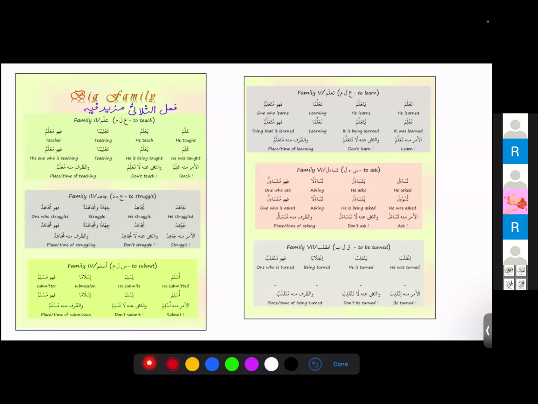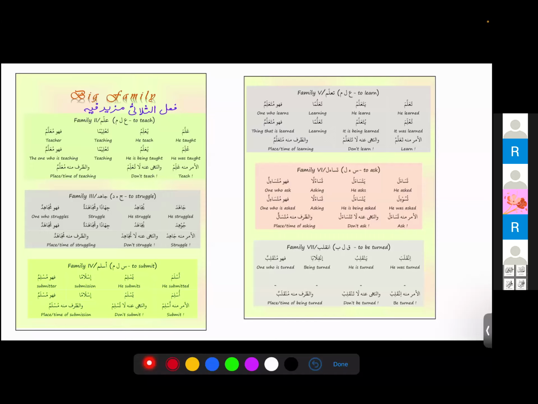For example, we know Allama, right? So now Lam is twice. So this is extra. Even though root letters are still Ain, Lam, and Mim, but this Lam is doubled, right? So that's why we are calling them Mazid Fihi, that there is extra letter in it. Yeah. So then we have Jahada, right? Can someone remind me all these big families, clans? What are they? So family 2 is?